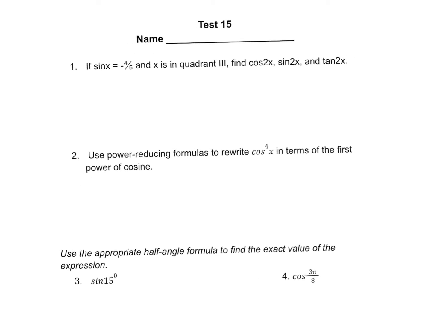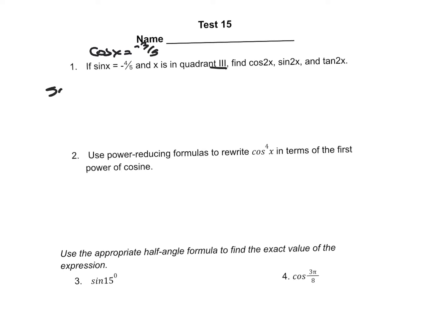Number one says if sine x is negative 4/5 and x is in quadrant 3, find cosine 2x, sine 2x, and tangent 2x. You can't do these without having both sine and cosine, so first I need to figure out what cosine is. Remember we talked about these triangles. If sine is 4/5, I think you know by now cosine is 3/5, and it's going to be negative 3/5 because we're in quadrant 3.